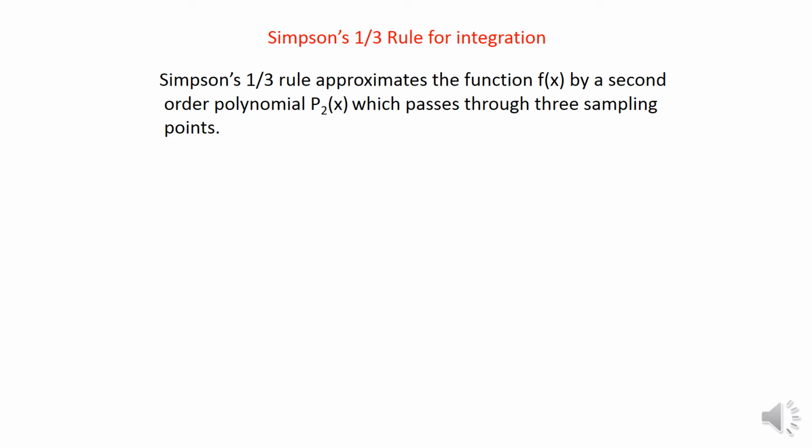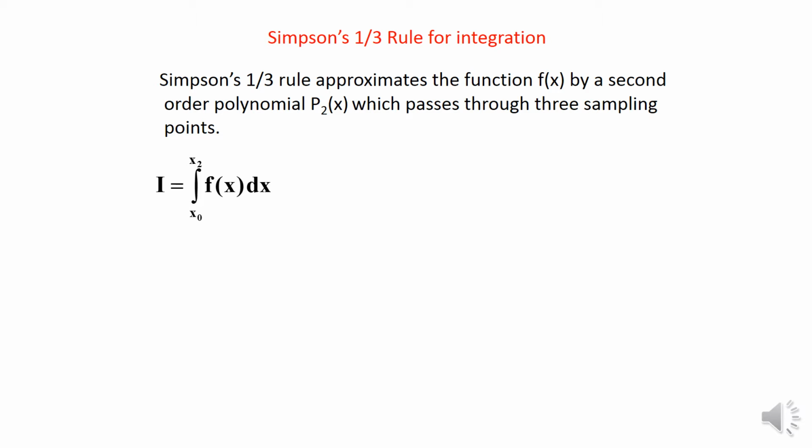Earlier we have seen Newton's Cotes formula, and after that the trapezoidal rule where we used 2 points, and in the trapezoidal rule we approximate the curve with the help of a straight line. Here we are approximating the curve f(x) by a second order polynomial. So we can write the integration I equal to the integral from x0 to x2 of f(x) dx.